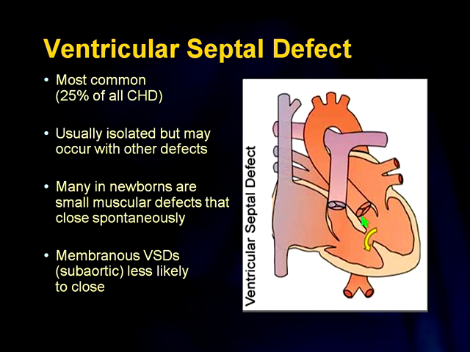Okay, VSDs, very common, 25% of all congenital heart defects, usually isolated, but there can be other things wrong. Many in the newborns, we were talking about earlier, little muscular defects, you've all heard those. They close pretty easily and very often. Membranous ventricular septal defects, which occur right here, right under the aortic valve. I'll show you a picture. Less likely to close over time.